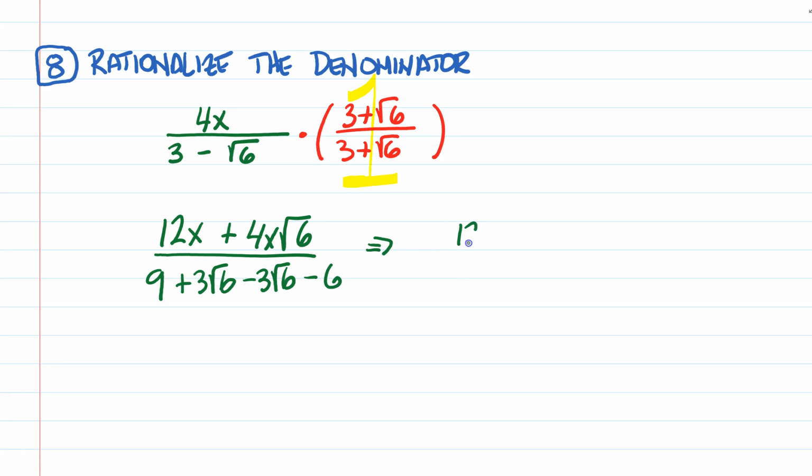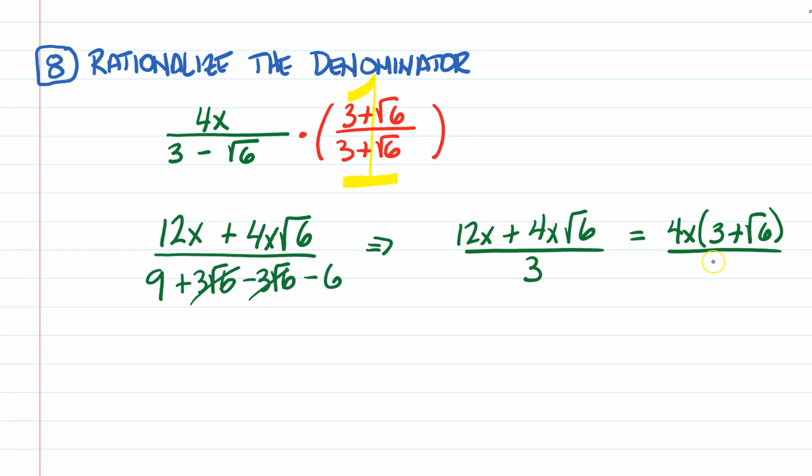So working this way, I'm going to get 12x plus 4x radical 6. In the denominator now, notice that these terms go away, and I get 9 minus 6, which is just the number 3. I can keep going here, because from the top, it looks like I can take out a 4x, and that would leave me with a 3 plus a radical 6, all divided by the number 3. And I can't do anything more with that right there, so my answer would just stay as 4x times 3 plus radical 6 over 3.